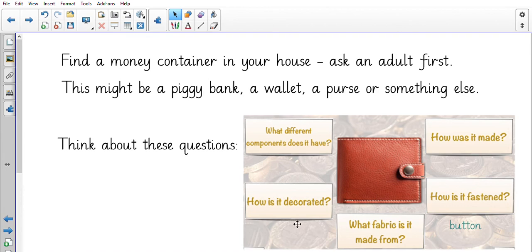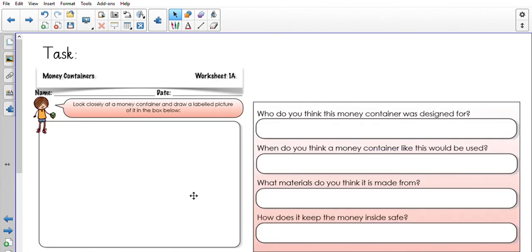How is it decorated? This one's very plain, isn't it? But you may have one at home that is patterned or different fabrics. The fabric this one is made from is most likely to be leather. Okay, so I want you to have a go finding a money container and answering those questions to get you thinking about what your money container is going to be like. Then what I would like you to do is draw a picture of your money container and I want you to label it.